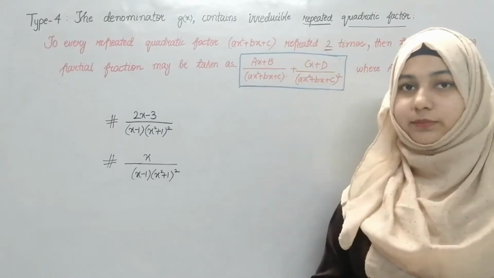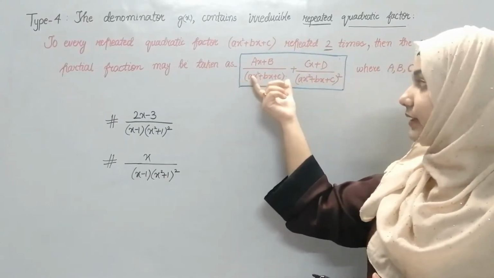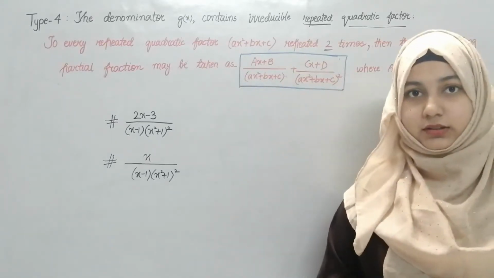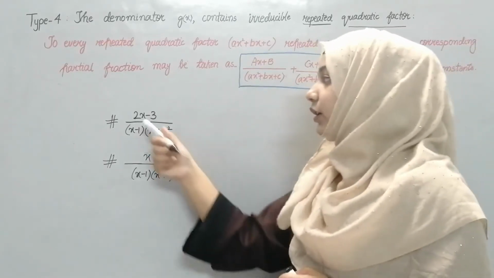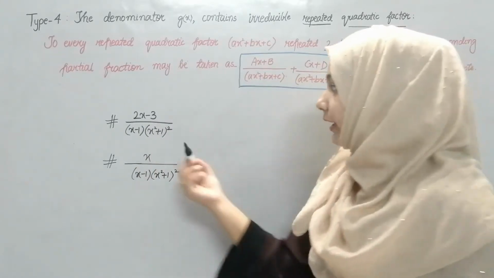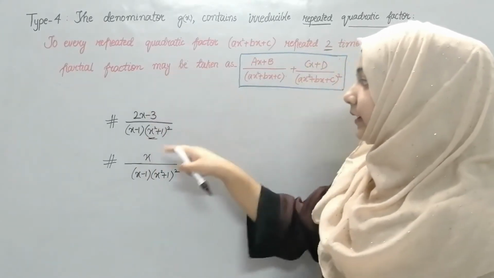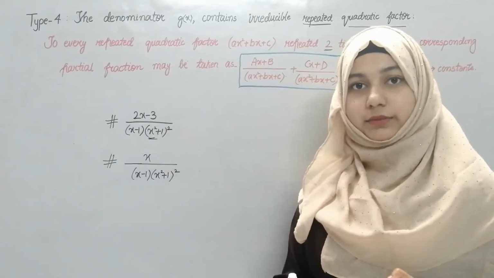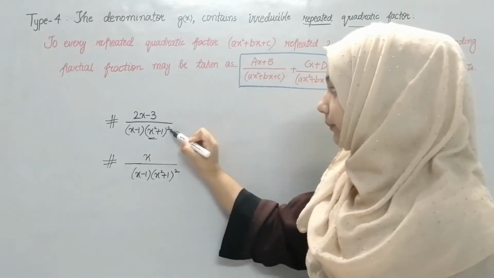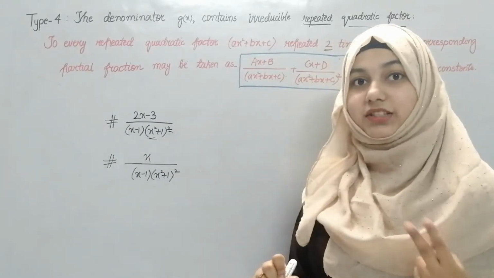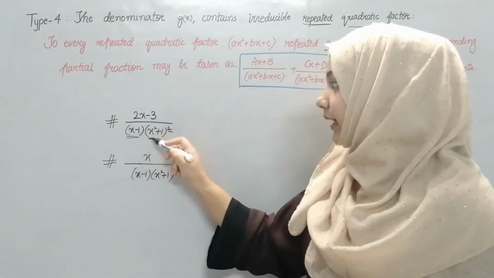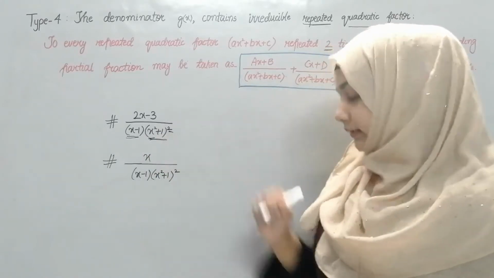Up to here is your type 3. If this quadratic factor is repeating again, then I'll have one more partial fraction for it. Let's see this example: (2x minus 3) by (x minus 1) into (x square plus 1) whole square. Here x square plus 1 is a quadratic factor, and the power is 2. That means it is repeating twice. So now I'll get three different partial fractions, one for this and two for this.